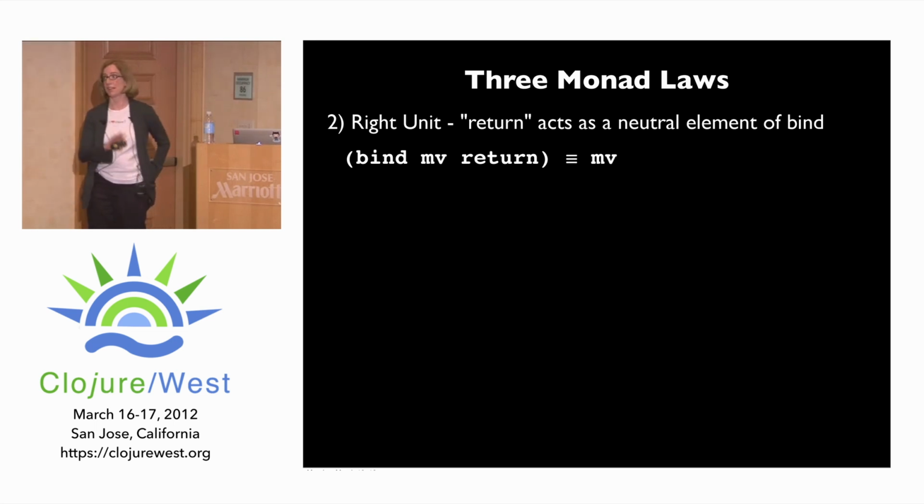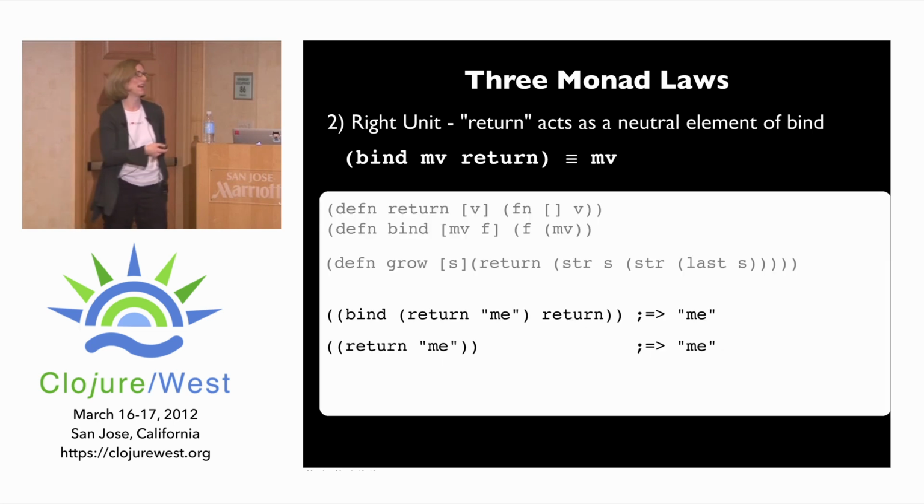The second law has to do with the other side, which is the right unit. It's easier to see an example: if you call bind on the return me and then use this return function, it's just going to return the thing that you started out with. And the same thing if you call return me and execute it, of course, then you end up with the me. So those are the 2 monad laws that deal with the same thing.